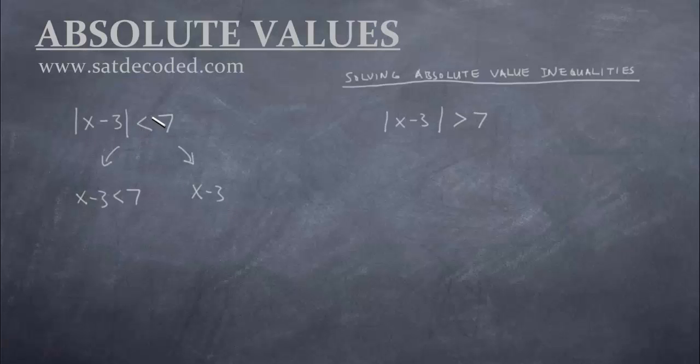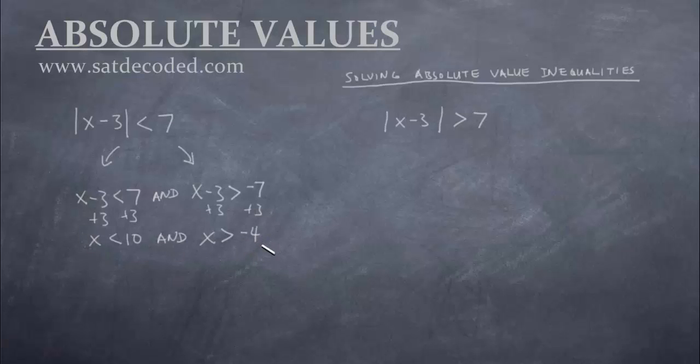So right now this is a less than sign. I'm going to make it into a greater than sign instead. Another thing that needs to change is this 7. Instead of 7, I need to turn it into its opposite, so negative 7. So right now I have two separate statements, and I need to solve both statements. So I'm just going to add 3. I get x is less than 10, and I'm going to add 3 right here as well. x is greater than negative 7 plus 3, which is negative 4.